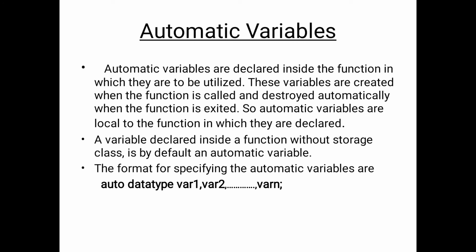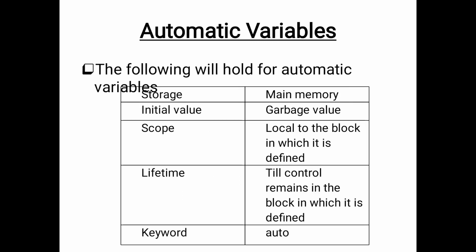Automatic variables are declared inside the function in which they are to be utilized. These variables are created when the function is called, and these variables are destroyed automatically when the function is exited. So let us see the syntax for the automatic variable. The format for specifying automatic variables is: auto is the keyword, then the data type of the variables that are going to be used in the function, then variable 1, variable 2, variable n. The following will hold the automatic variables.